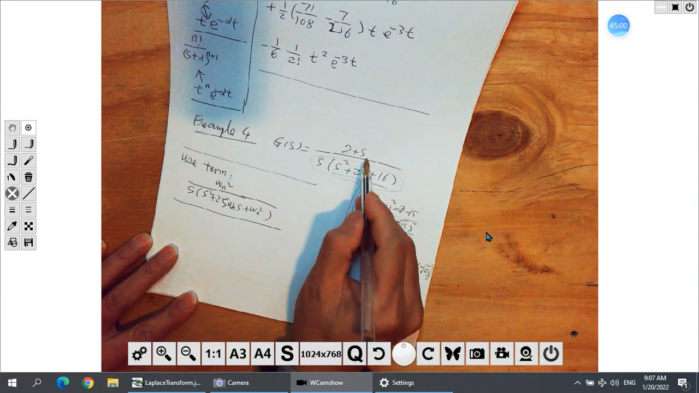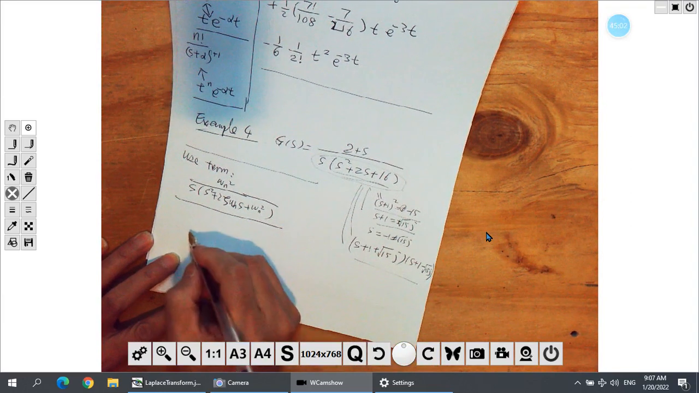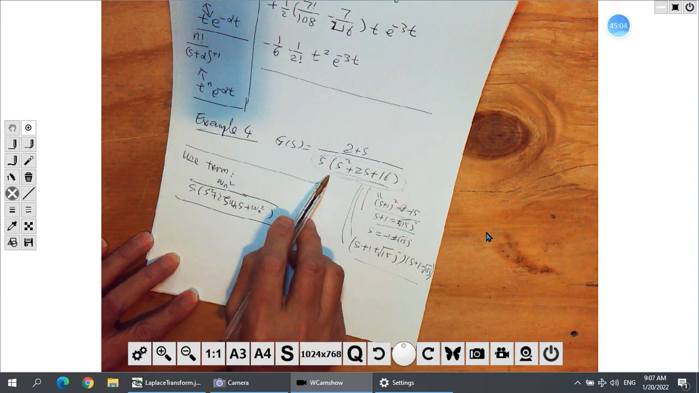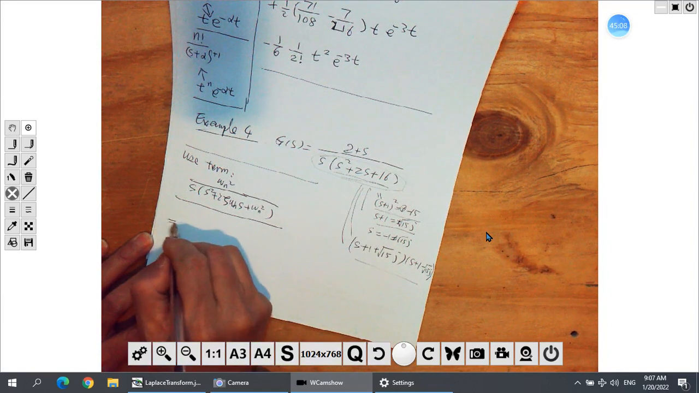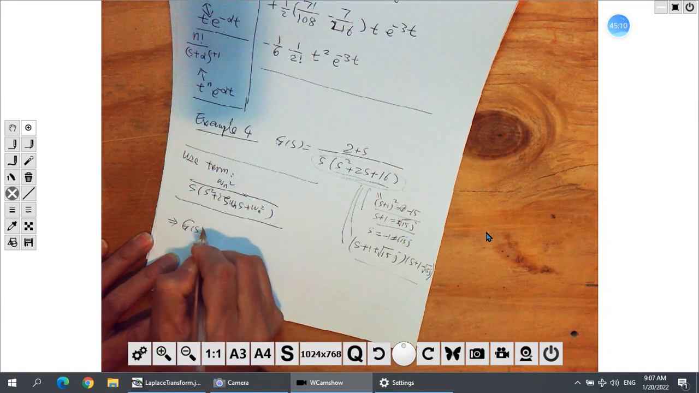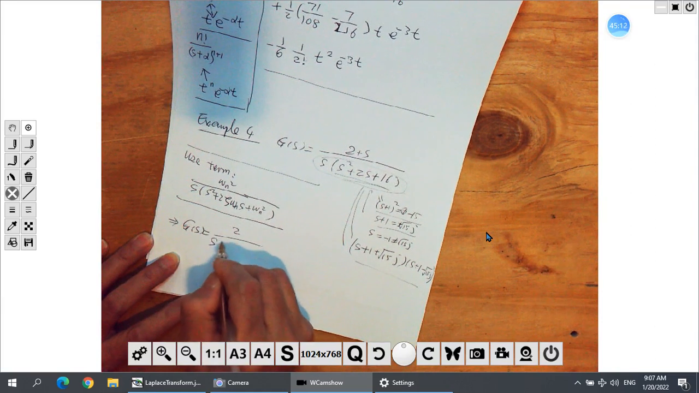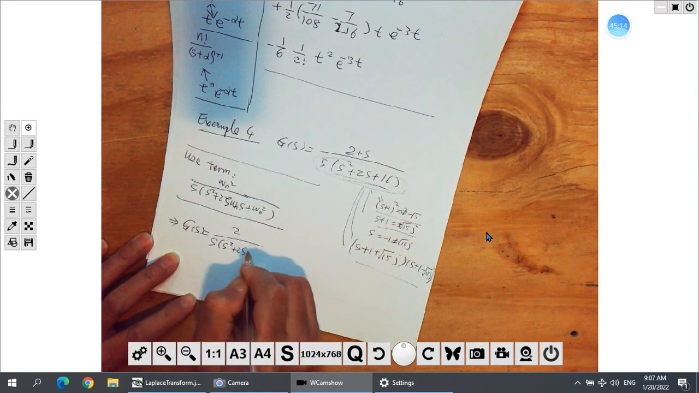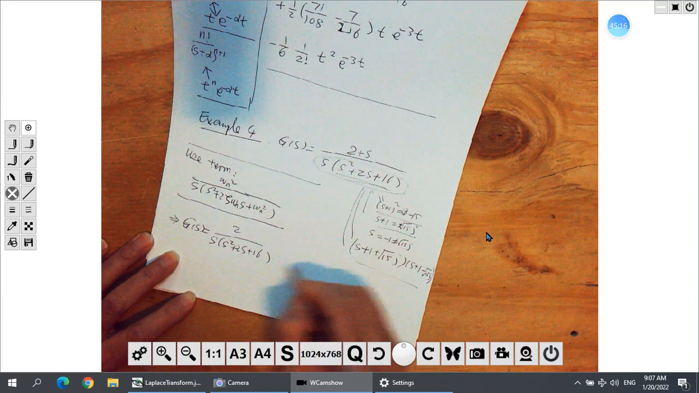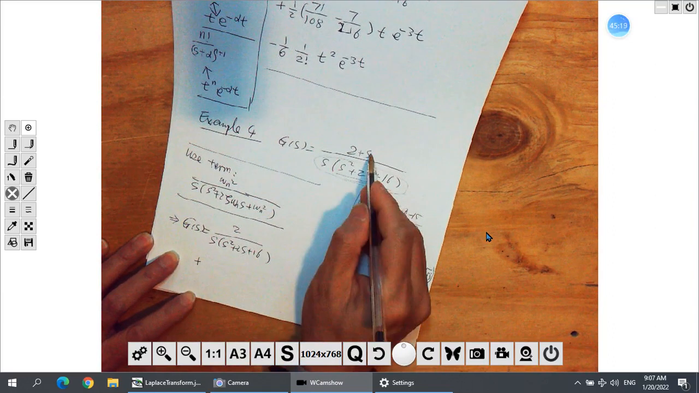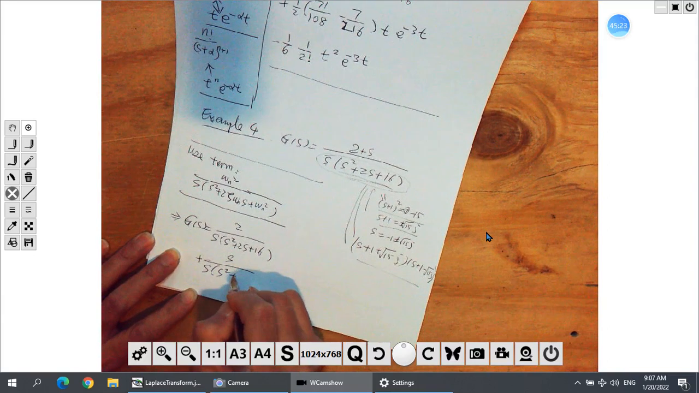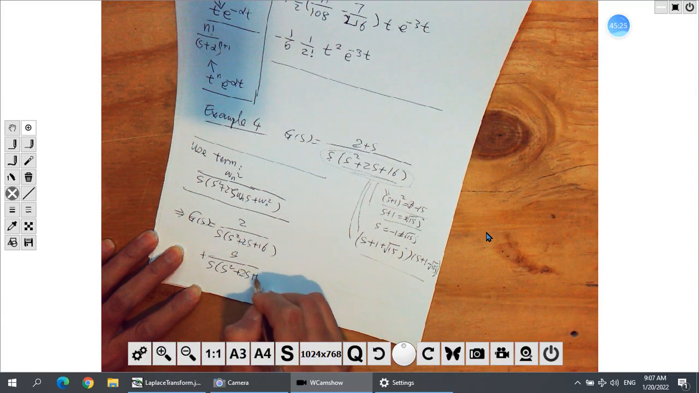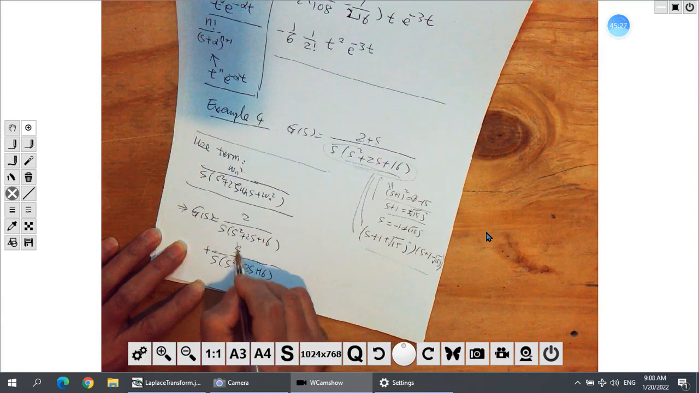We have two terms, so we need to rewrite it as similar to the first example, but with the longer denominator. So we have G of s equal to 2 over s squared plus 2s plus 16, plus s over s squared plus 2s plus 16. Okay, these two can be cancelled, right?